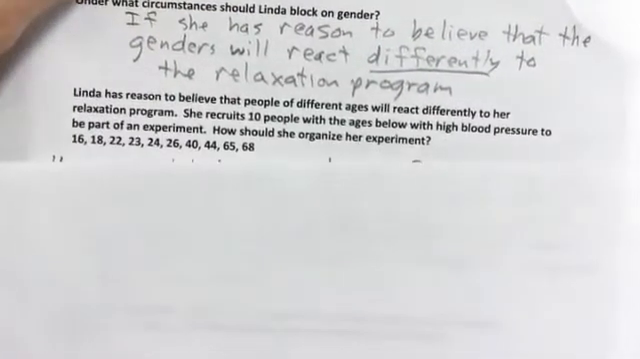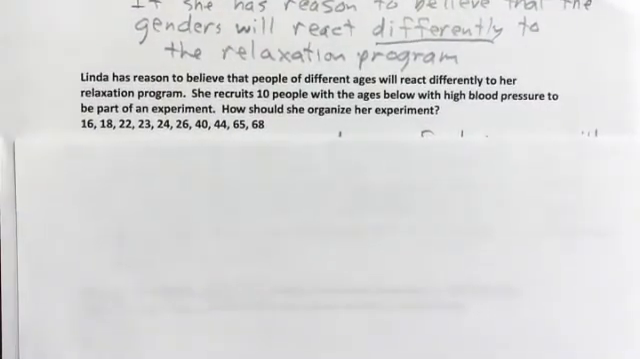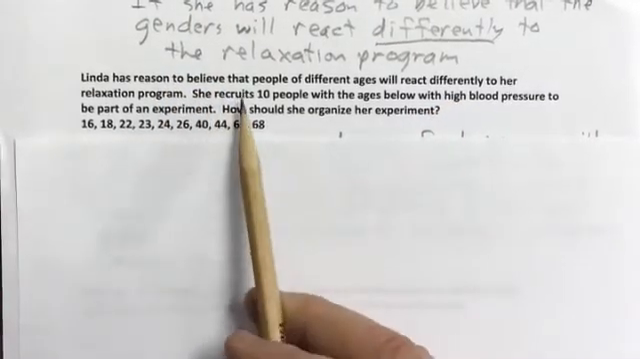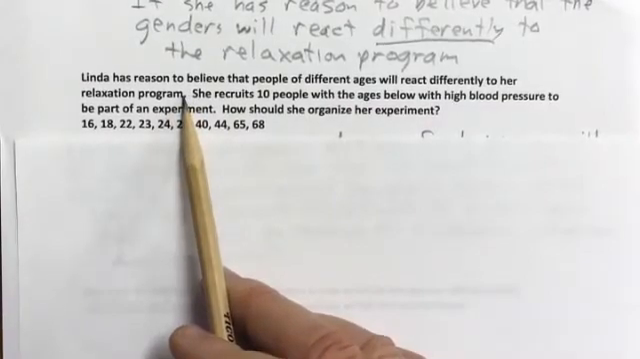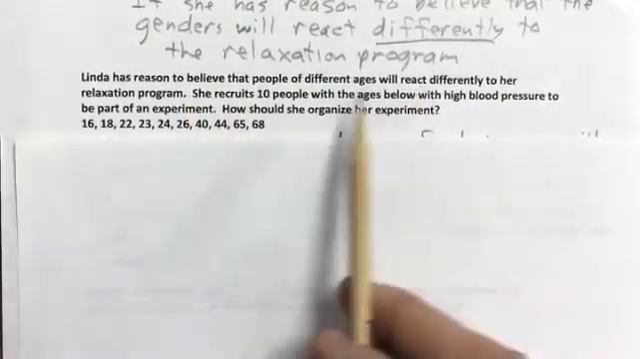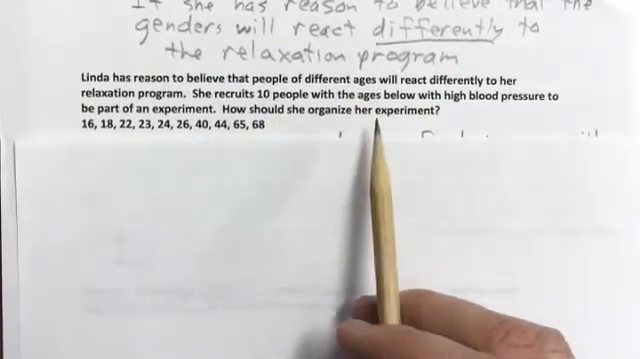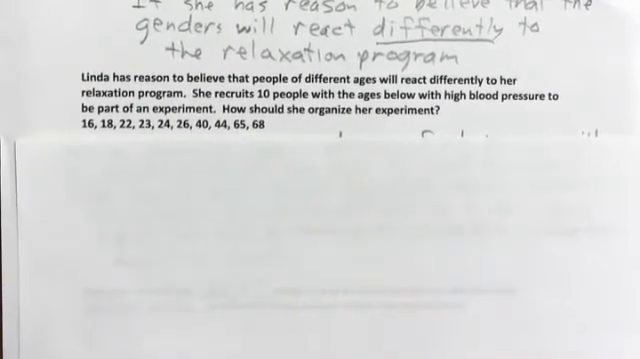And then we've got what is known as a matched pair design, which is a type of blocking where you form blocks of size 2. All right, Linda has reason to believe that people of different ages will react differently to the relaxation program. Well, that reaction means she should block on age. She recruits 10 people with the ages below with high blood pressure to be a part of an experiment. How should she design her experiment?